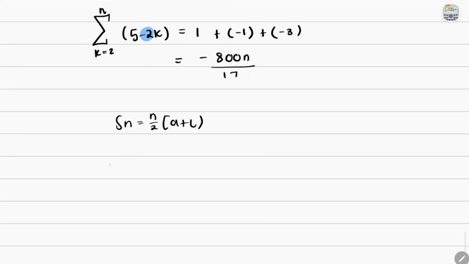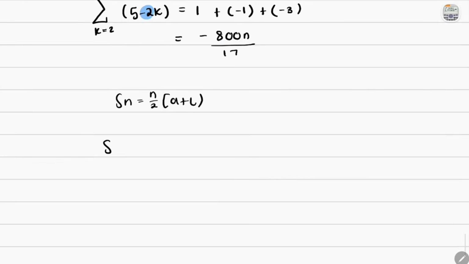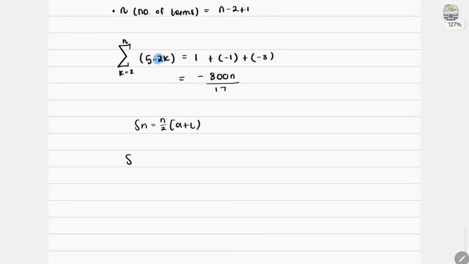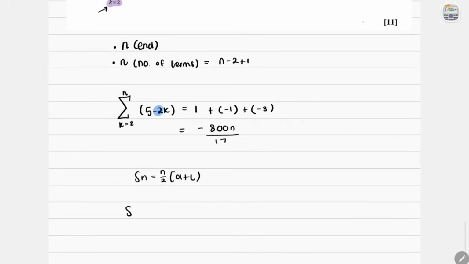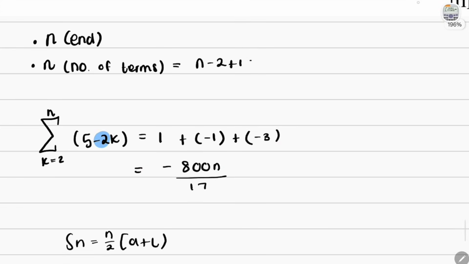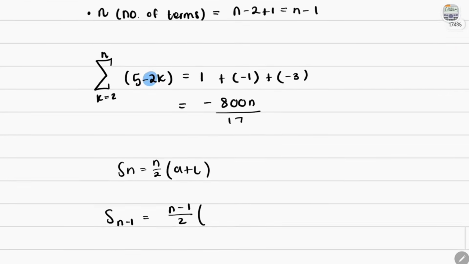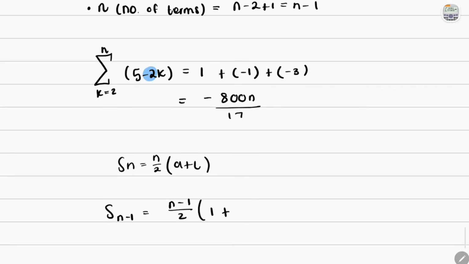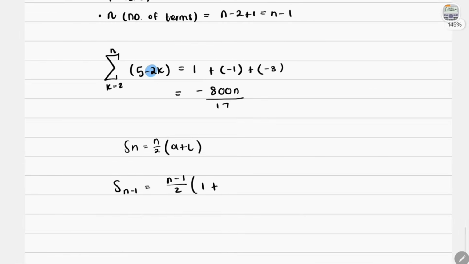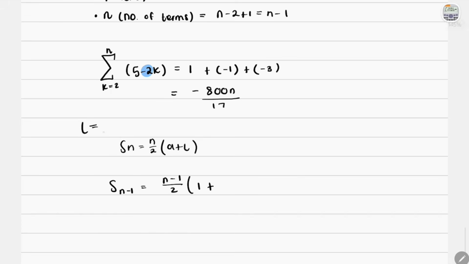And so we're saying the sum of n terms. Now we know that n here stands for the number of terms. And we know that that is n minus 2 plus 1, which simplifies to n minus 1. So we'll just say the sum of n minus 1 terms is equal to n minus 1 over 2. And then in place of a, we're just going to substitute our first term, which we know is 1. So that's 1 plus our last term. I'll just say L is equal to 5 minus 2n.